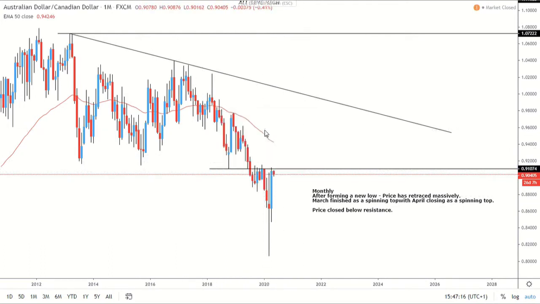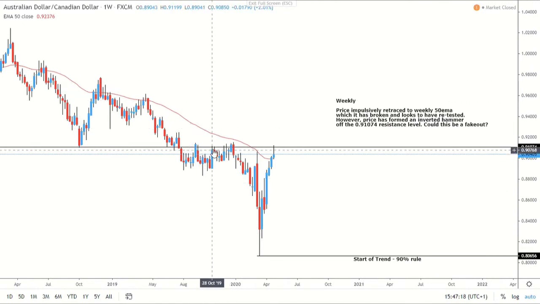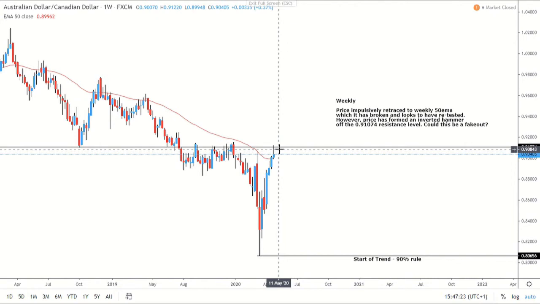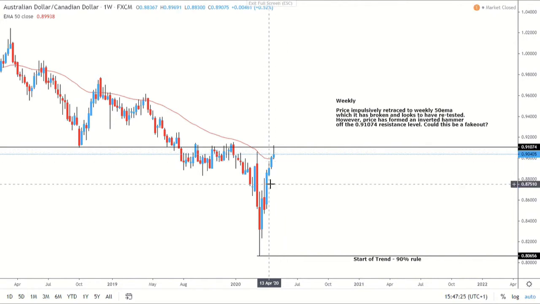monthly 50 MA. On the weekly, we can see that price has retraced all the way back up, and now we've got a spinning top on the weekly 50 MA, so I'm not too worried because I think this could be a fake out, so I'd expect maybe a bearish candle within the next week.